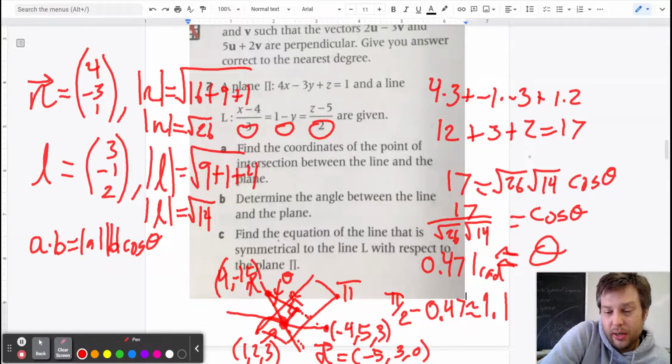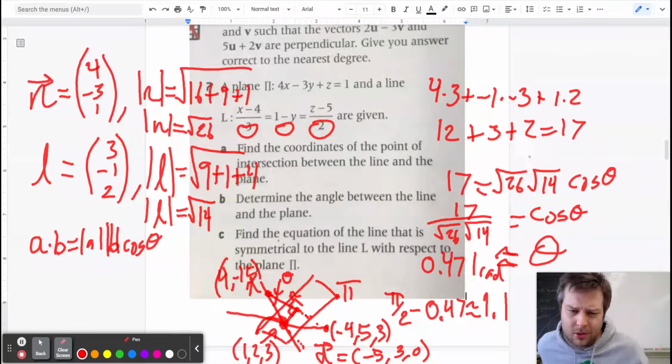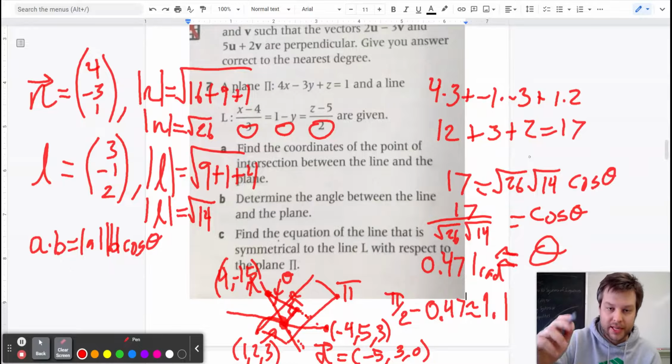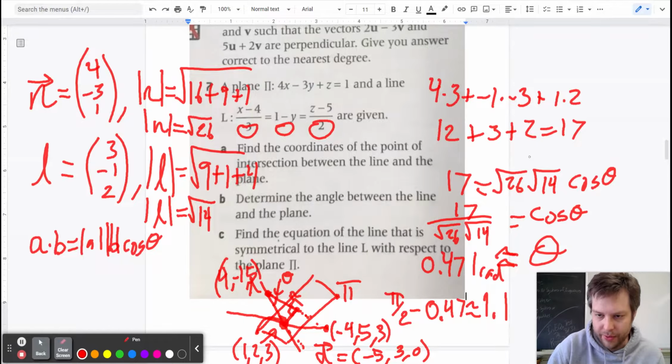And then I could write the new equation of the line, which would be symmetrical to the line L with respect to the plane pi. But again, I didn't see that in the textbook. They didn't even have that on the answer key. I will not put that on the test. But that's the best I could come up with off the top of my head. So parts A and B would be fair game. Part C, don't stress about it. But what I showed you down here is how I would approach that.